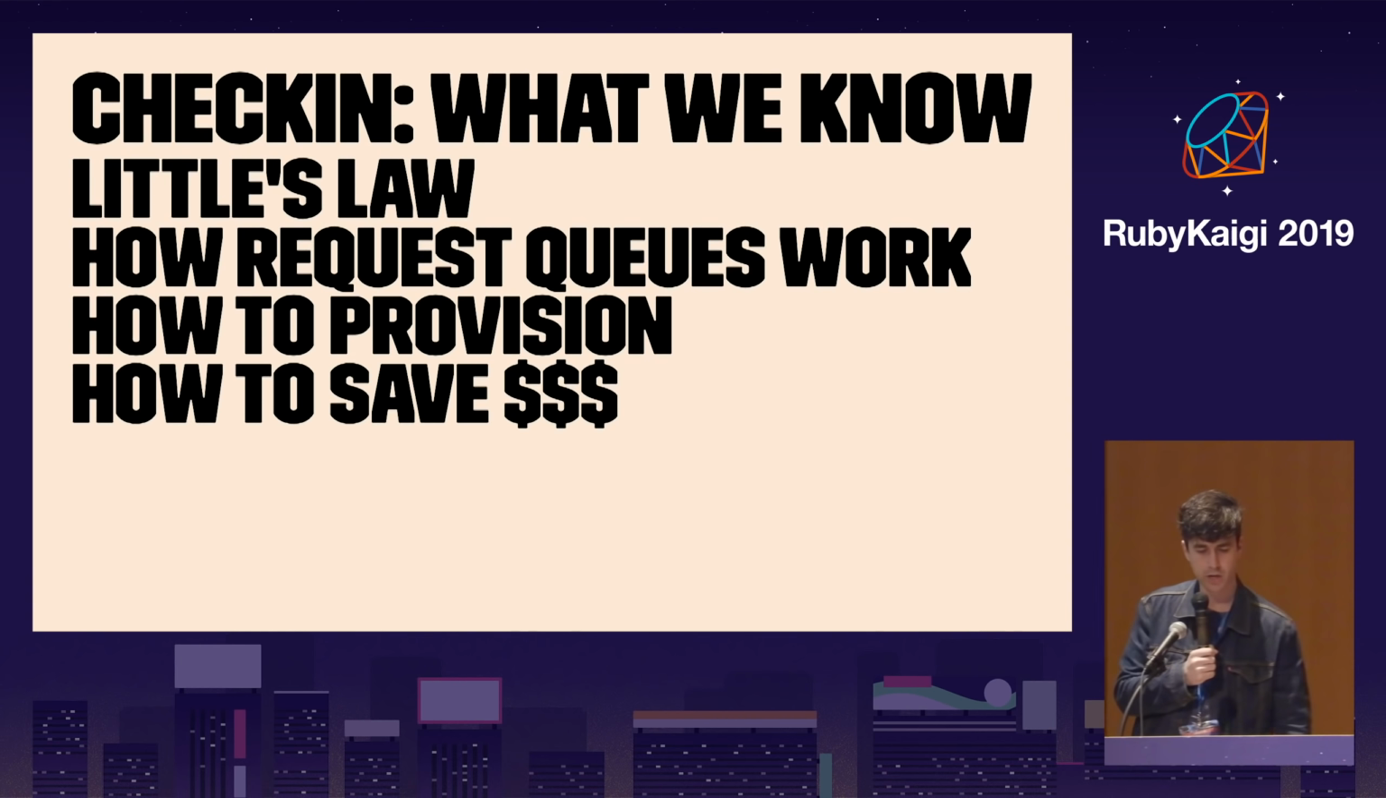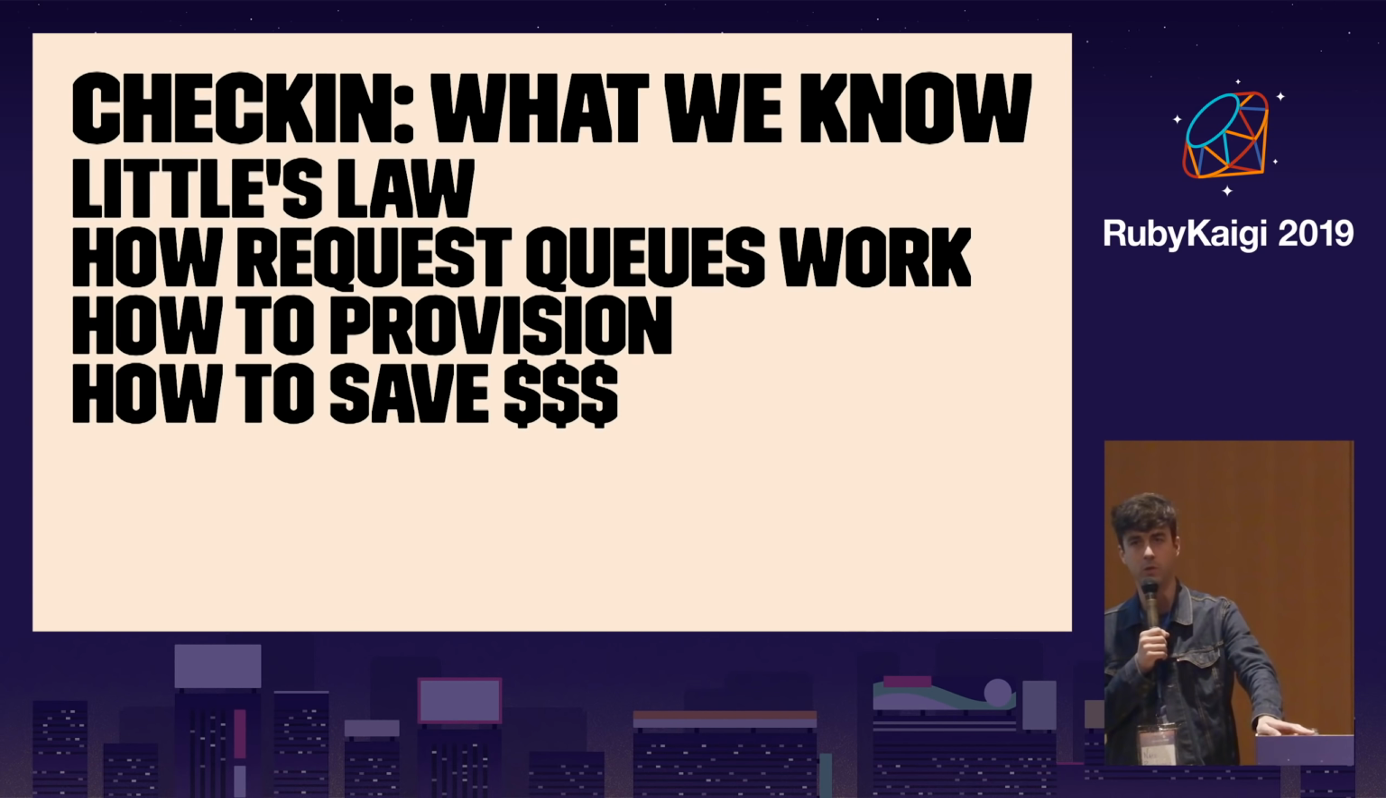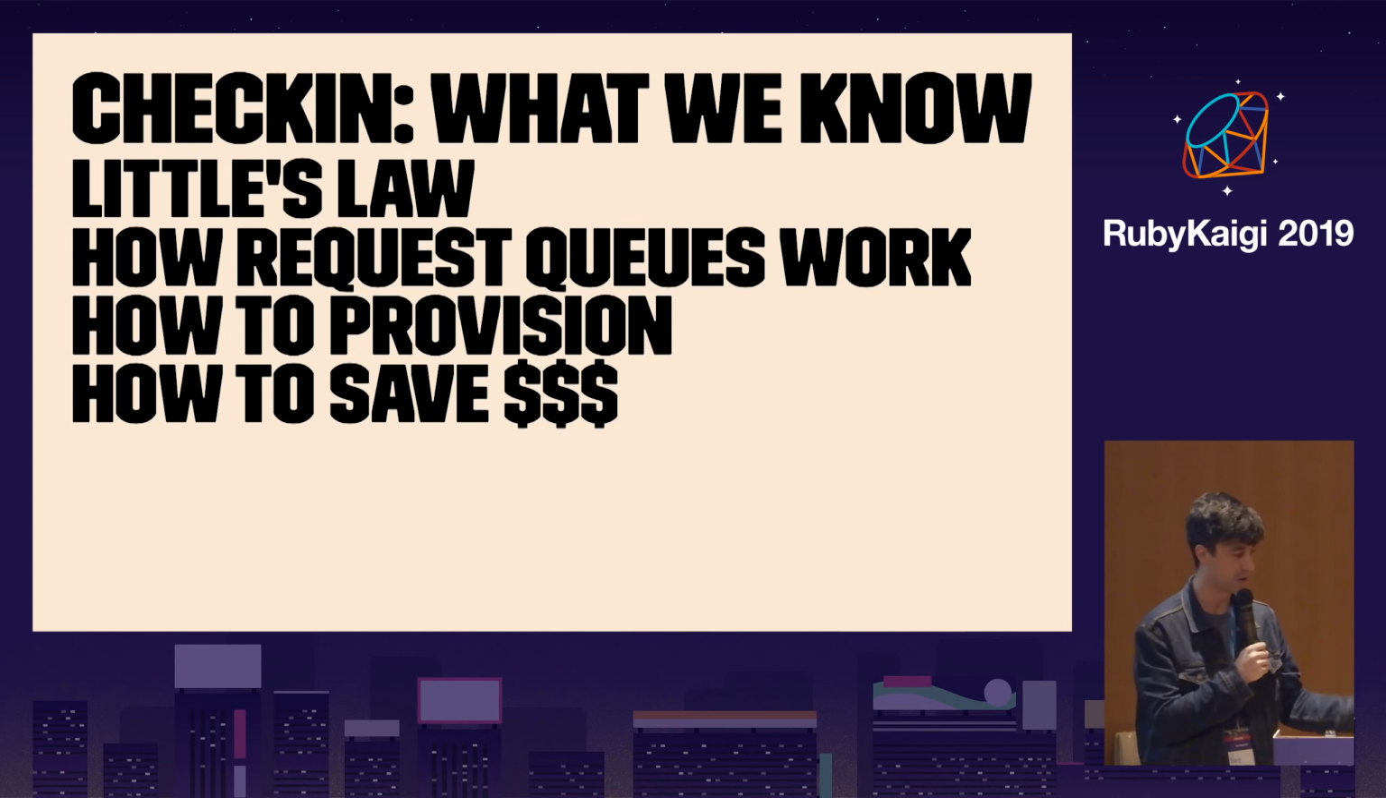Okay, so here's what I just taught you. Little's Law, latency times throughput equals work in progress. How request queues work, what request queuing is, why it matters, what it means if it's high, what it means if it's low. How to provision servers based on that information, and then hopefully how to save some money by making sure that you're at the right scale.